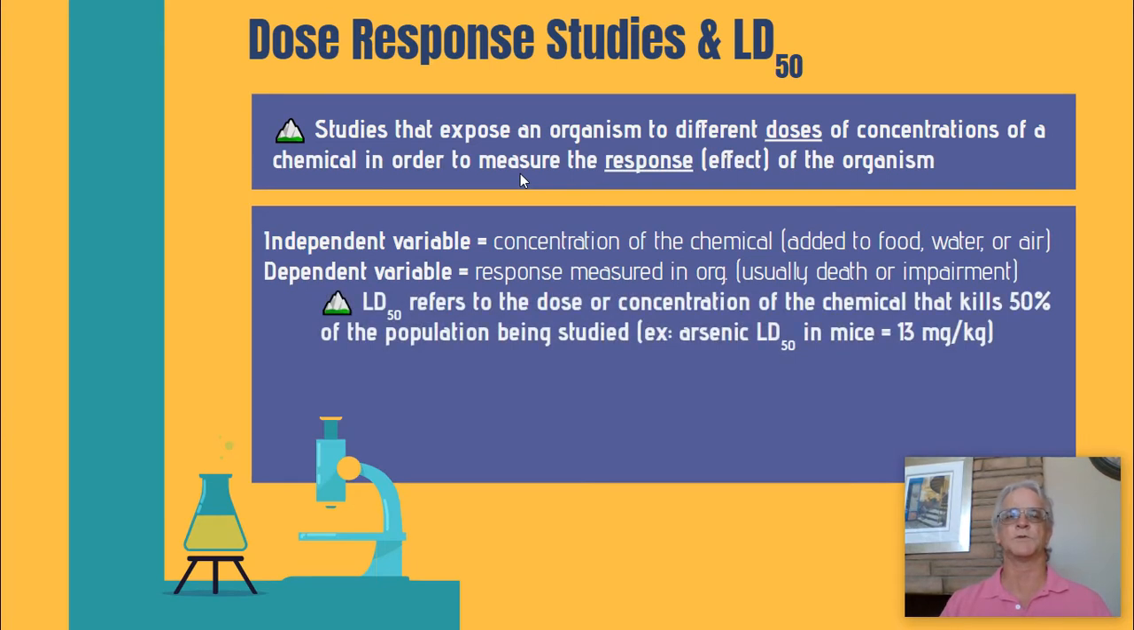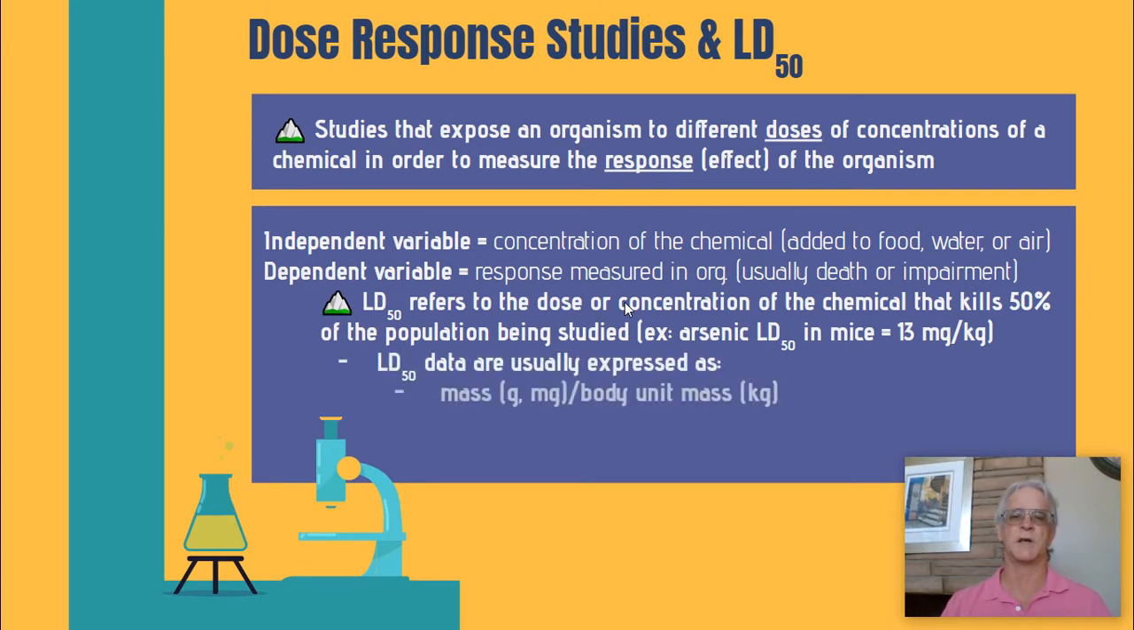The LD50 refers to the dose or concentration of the chemical that kills 50% of the population being studied. That helps scientists, entomologists, all those kinds of people, like what just happened with the COVID-19 testing, to figure out what the optimal dose is, or what dose will kill you, and therefore what won't kill you. LD50 data are usually expressed as mass in grams or milligrams per body mass in kilograms, parts per million or parts per billion, or mass per volume in water or blood.